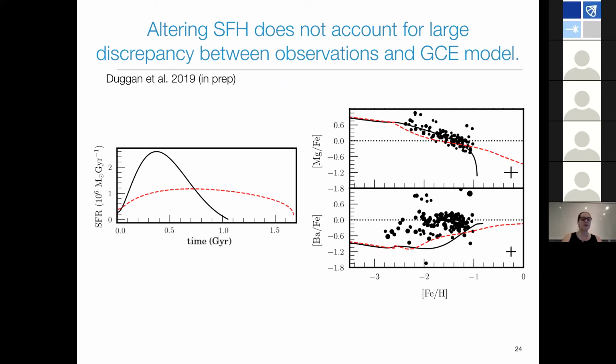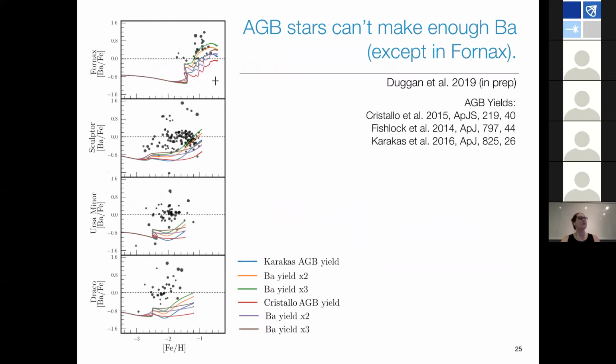And so the star formation history is constrained by the HST color magnitude isochrone fittings. So we have star formation histories. And so in order to retain a physical star formation history, we are unable to get the barium where it needs to go just by altering the star formation history. So we turned instead to look at AGB stars.